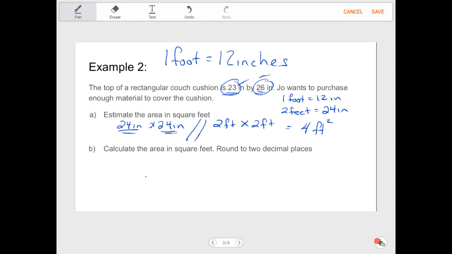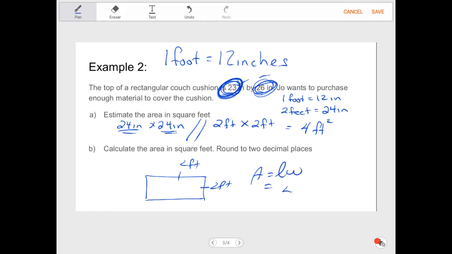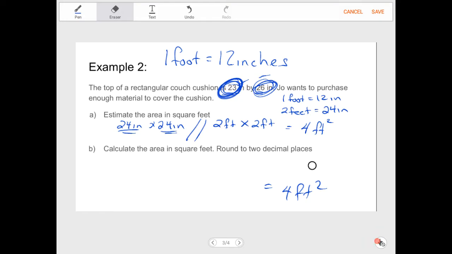So I'll just draw what this looks like. Here's your rectangular cushion, and maybe I'm exaggerating, but remember, we changed this one into 24 inches, this one into 24 inches. Both of those are 2 feet. So 2 feet, 2 feet, area equals length times width, and you go to town with your formula, and that will give you 4 feet squared. It's a pretty safe estimation. I'm not saying it's perfect, but it works. Now what we'll do is figure out the exact, or the actual area in square feet.